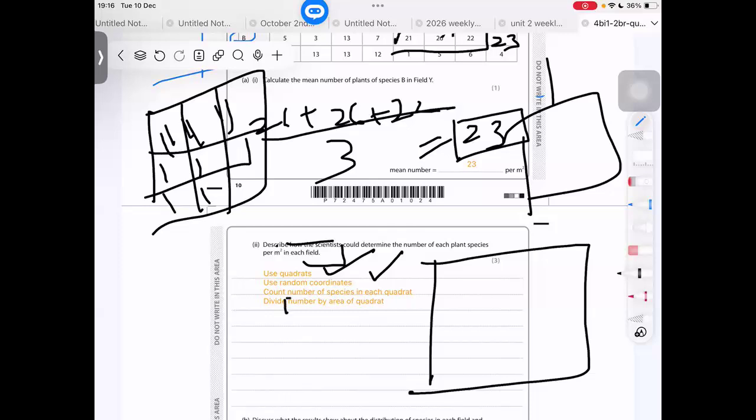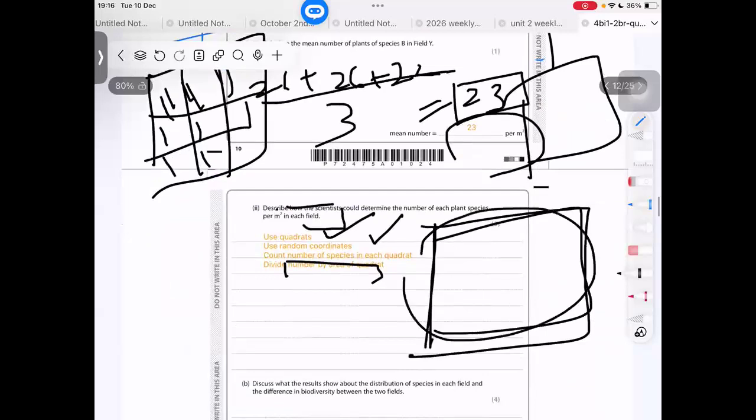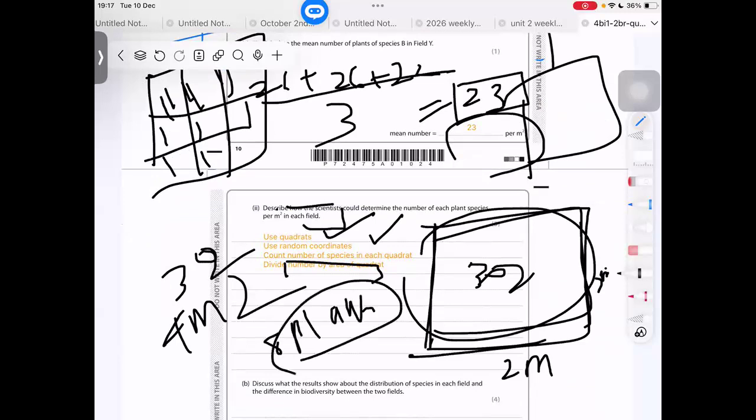And you can divide the number by the area of the quadrat, like this, right? Here they have divided the area. For example, if this is 2 meters and this is 2 meters, that is 4 meters squared, and let's say there are 32 plants. 32 plants per 4 meters squared means there will be 8 plants per meter squared, right? So basically you can determine the number of each plant species per meter squared if you use quadrats.